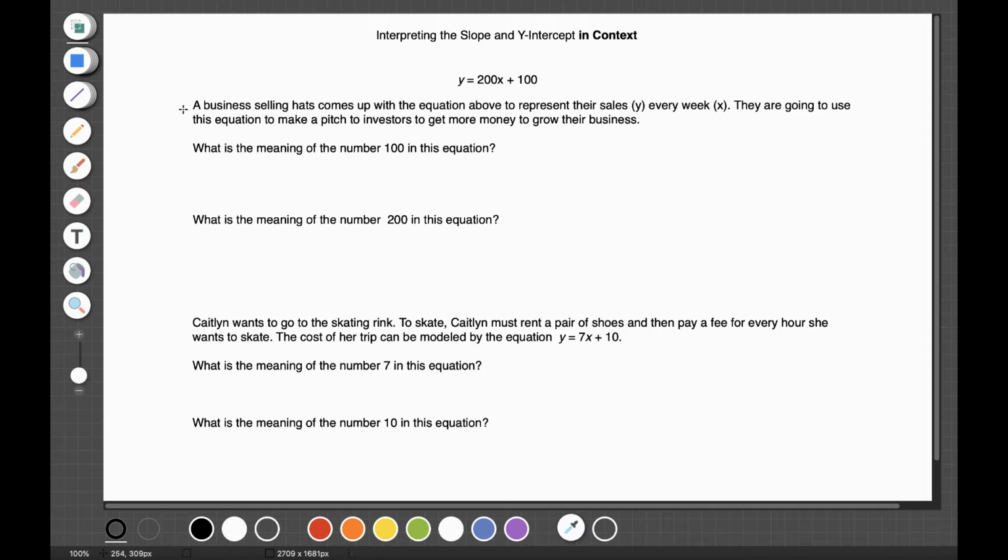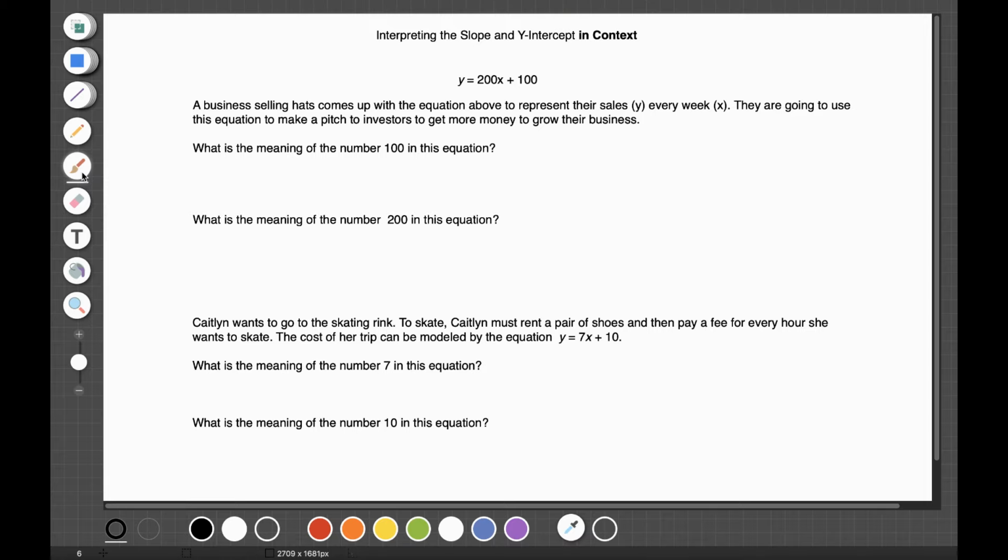Okay, so a business selling hats comes up with an equation above that represents their sales y every week x. They are going to use this equation to make a pitch to investors to get more money to grow their business. So same context we've seen. What is the meaning of the number 100 in this equation? And then what is the meaning of the number 200 in this equation? Okay, so this is all just a backstory, and that's going to help us understand the context.